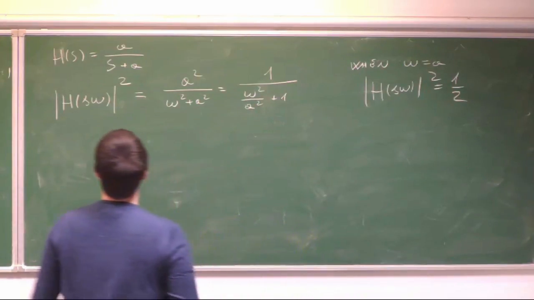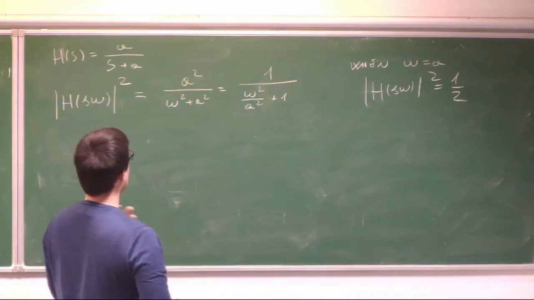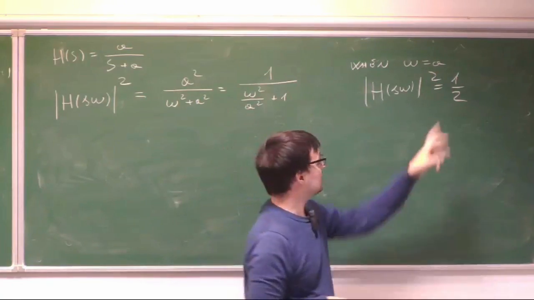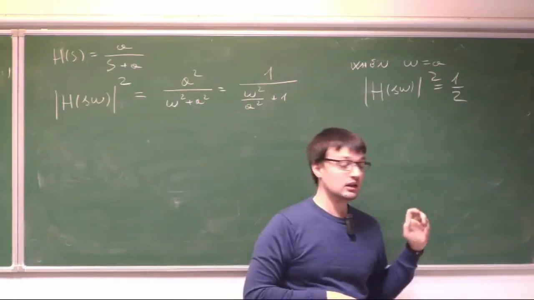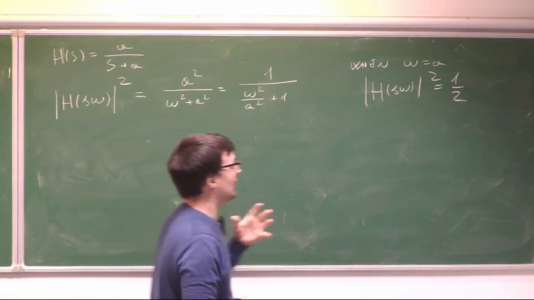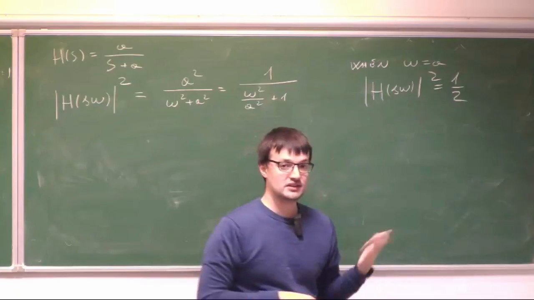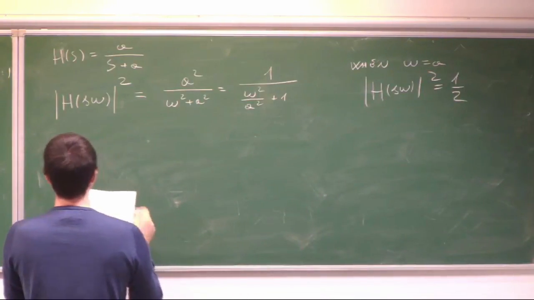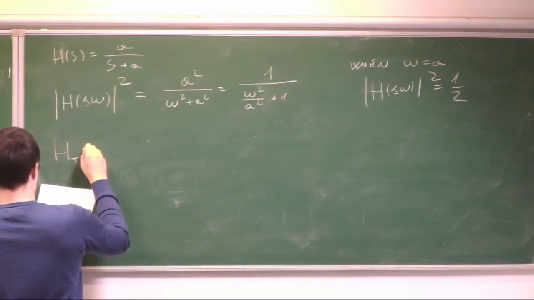So now we want to preserve this property in discrete time. We want that in discrete time the half power point is a, okay? Let's see, first of all, what happened to the half power point when we use the Tustin transformation. So if we use the Tustin transformation, we have H_T(z).